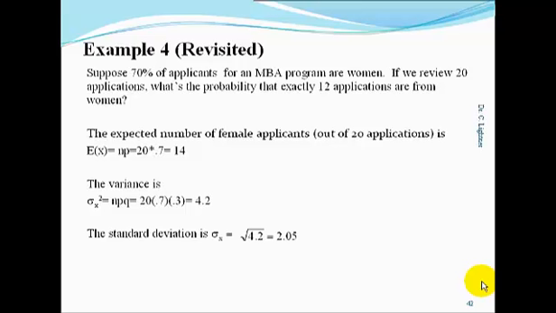The variance for the number of female applicants that we should expect to see is equal to n times p times 1 minus p. For our problem, n equals 20, p equals 0.7, and 1 minus 0.7 is equal to 0.3. Therefore, our n times p times 1 minus p gives us a variance of 4.2. The standard deviation is the square root of the variance, which equals 2.05.